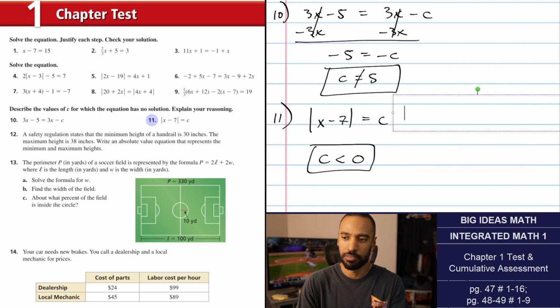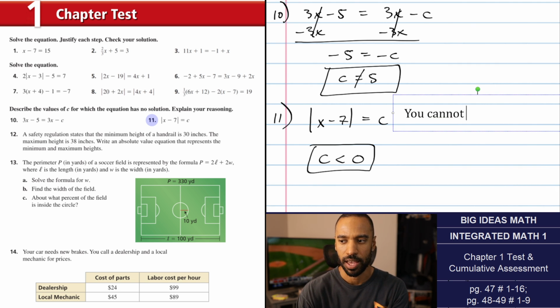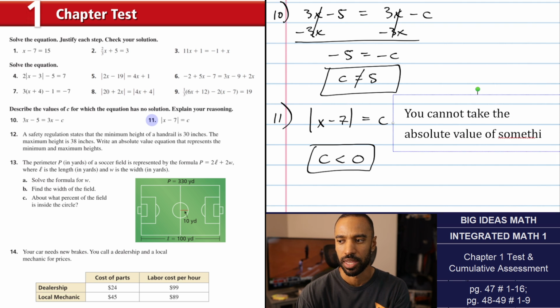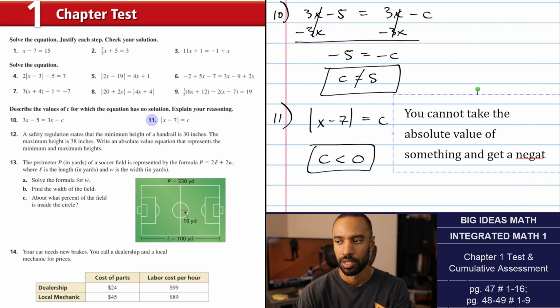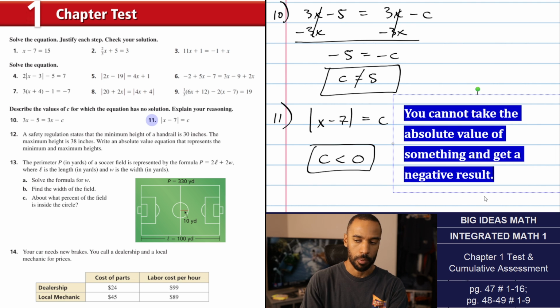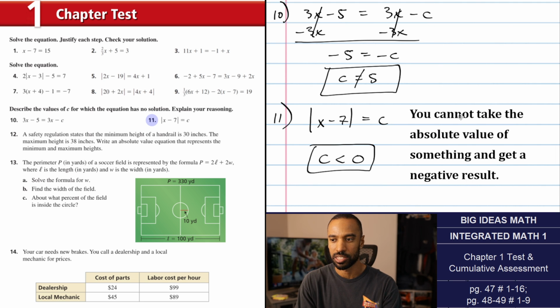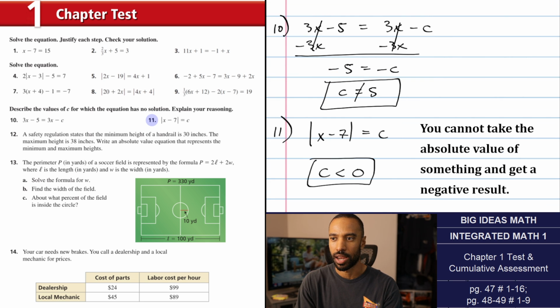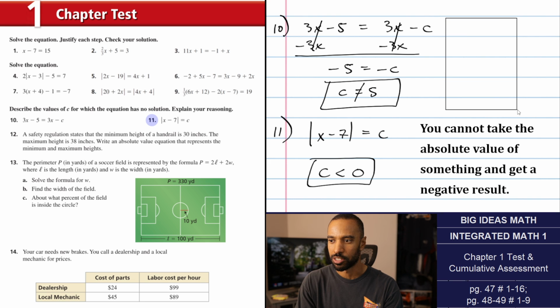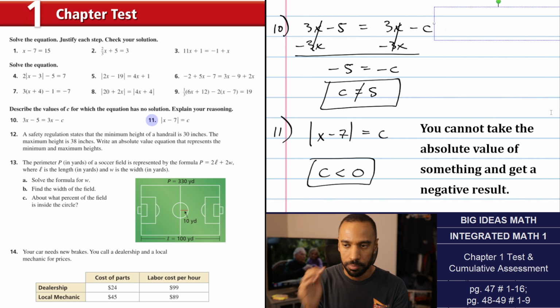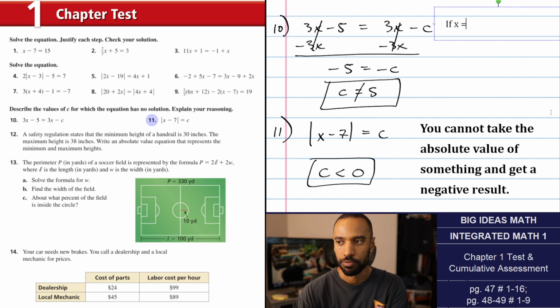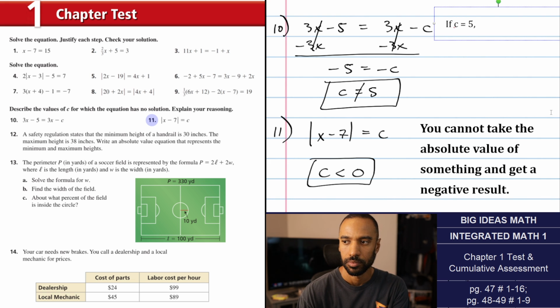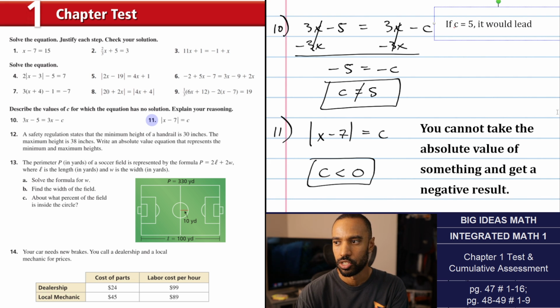This one I just came off of is you cannot take the absolute value of something and get a negative result. That would lead to no solution, which is what we want for this problem, right? We're trying to get no solution. That sounds kind of weird, but that's what we're trying to get for this one. Let's go smaller font in this one probably. So for this one, if C equals 5, it would lead to infinitely many solutions.